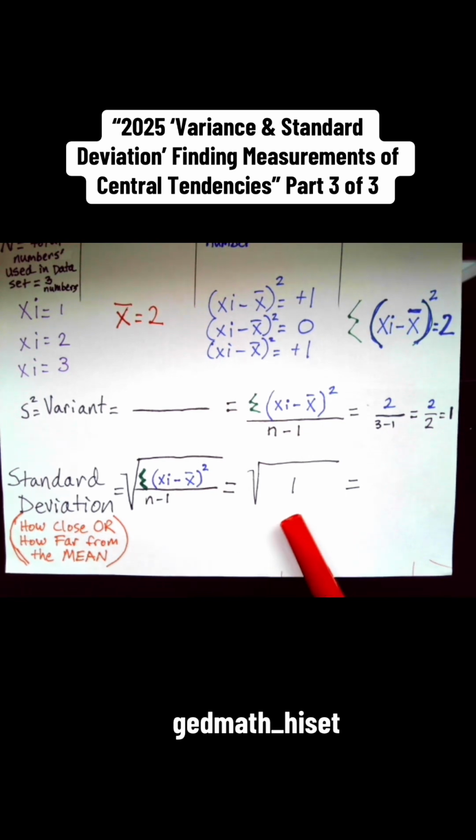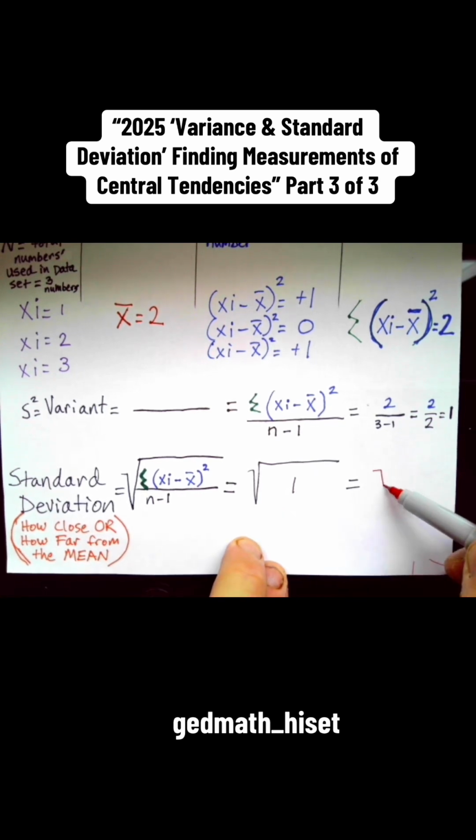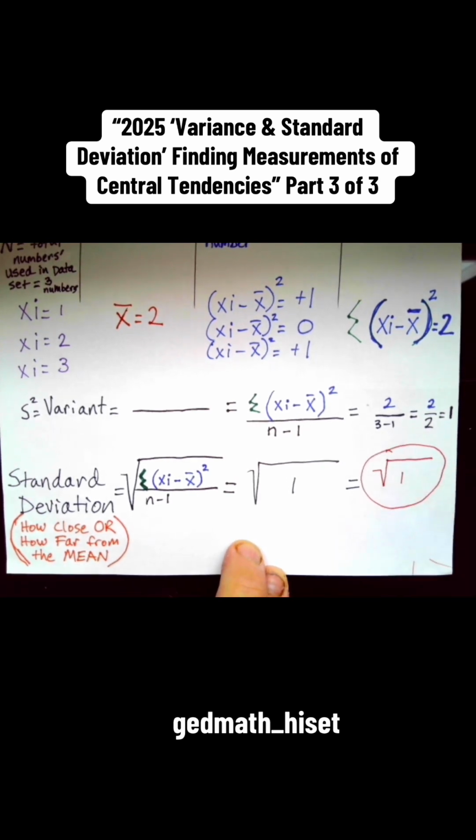Now we can get into simplifying further with our calculators to find the decimal value of the square root of 1. But right now, just for this example, because I'm just showing you how to organize and use your data sets to come up with the solution, I'm going to end it right there.